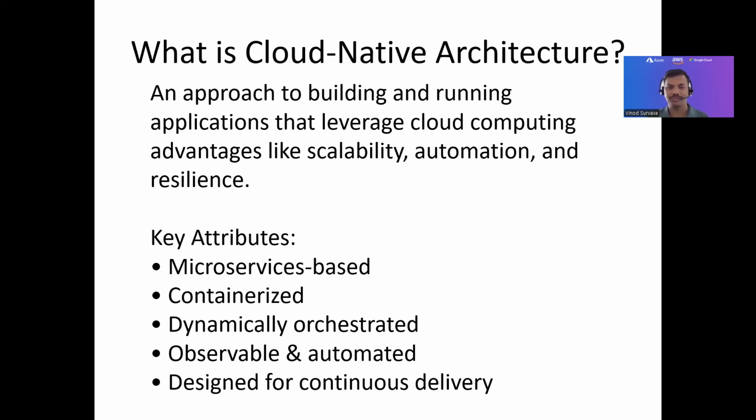Now, there are certain attributes of the architecture, including microservices, containerization, dynamic orchestration, observability, and automation, designed for continuous delivery. This also adopts DevOps practices, including DevOps, DevSecOps, and DevSecRegOps. I have talked about DevSecOps and DevSecRegOps in another video, and you can watch that too.